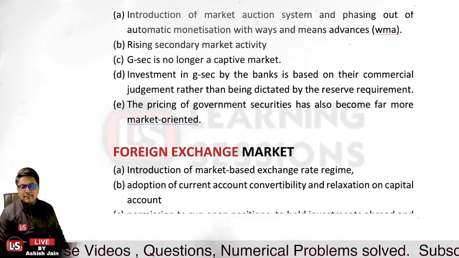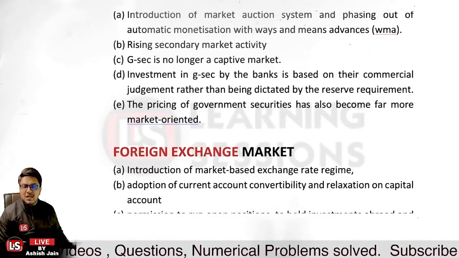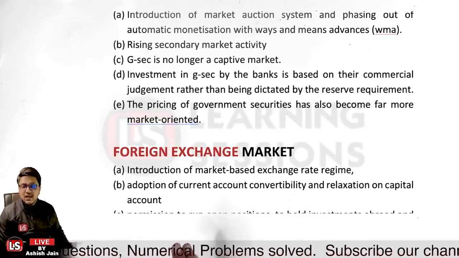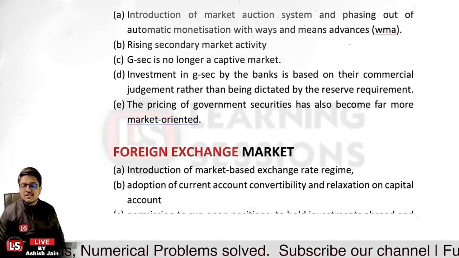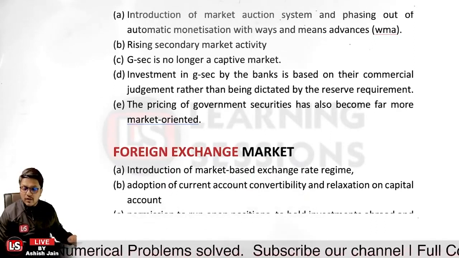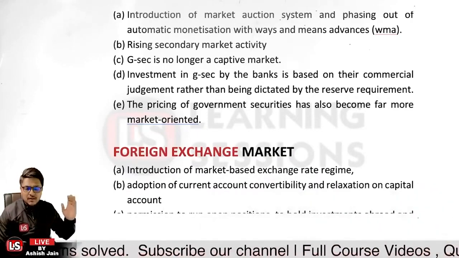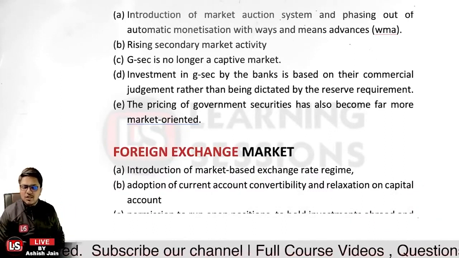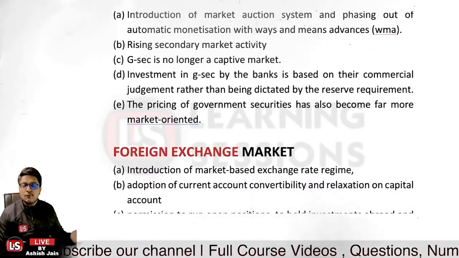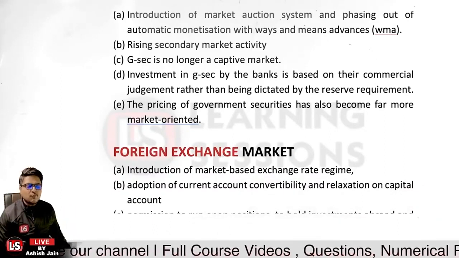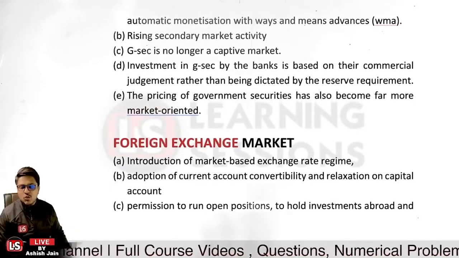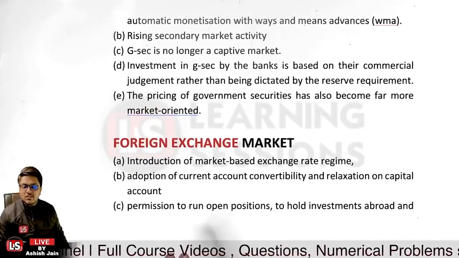So, for example, if an NRI has purchased a home here in India, what type of transaction is that? That is a capital account transaction. There is relaxation on capital account transactions, but current account transactions are now fully convertible. That is, there is deregulation in this particular part.